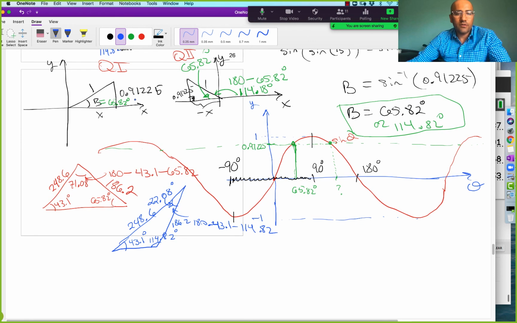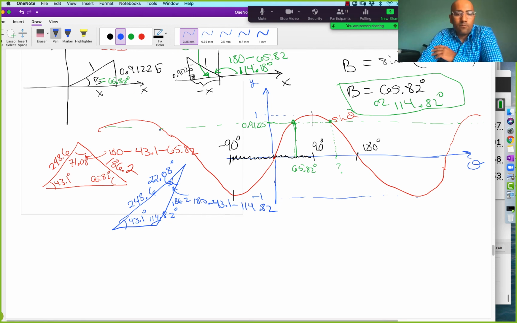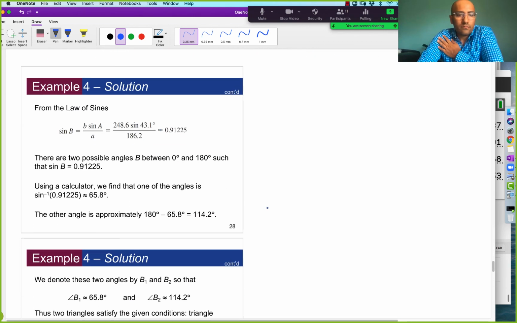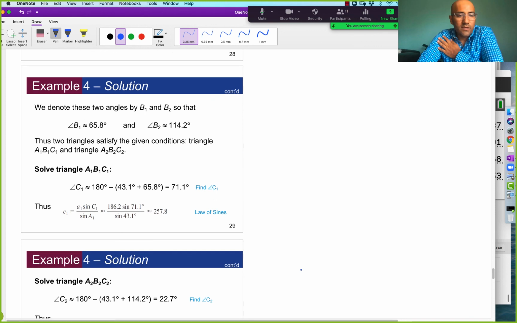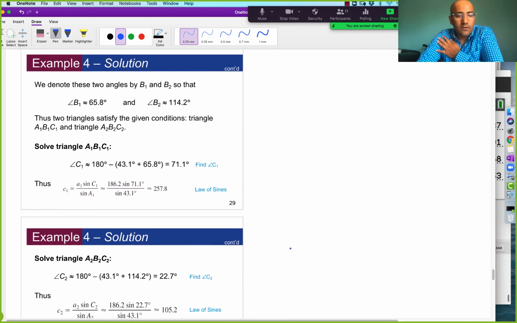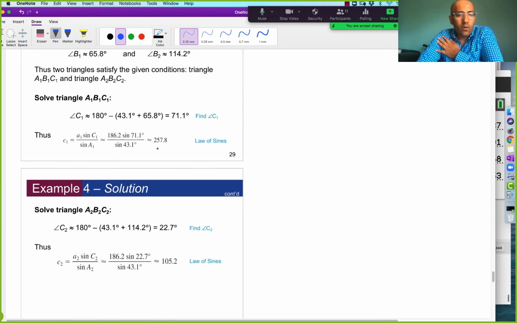Questions? So, yep, 65.8 and 114.2, they're both possible angles. And from there, you can set up another law of sines statement to solve for the missing value. So in one case, you're going to end up with the missing side being equal to 257.8. And in the other case, you're going to end up with the missing side being 105.2.